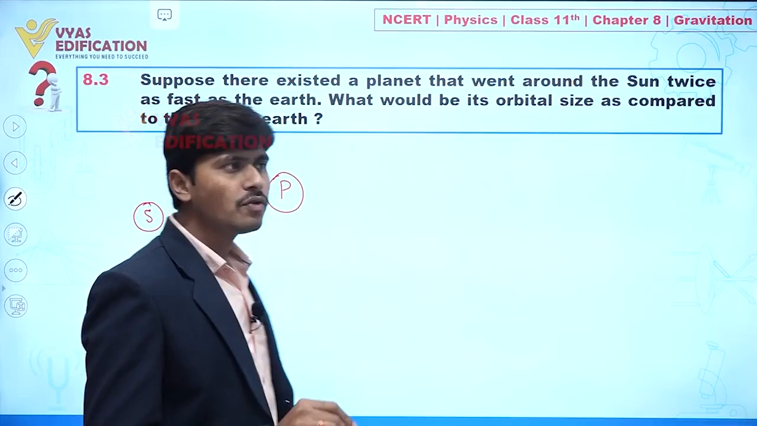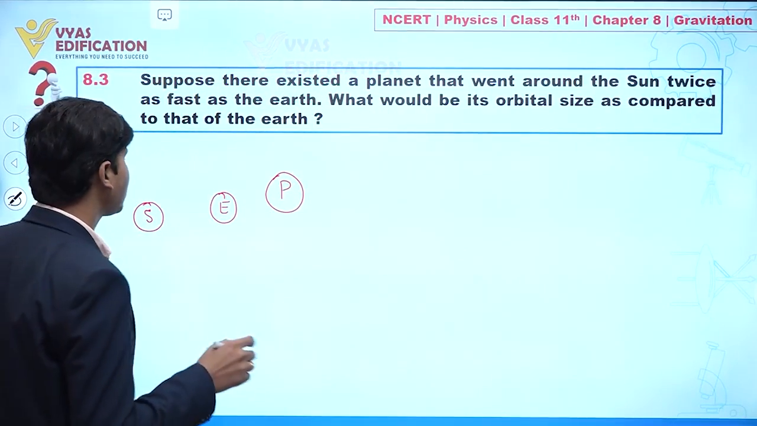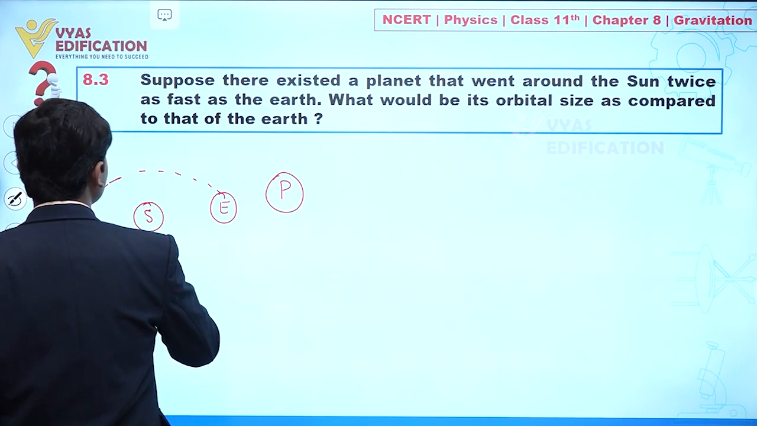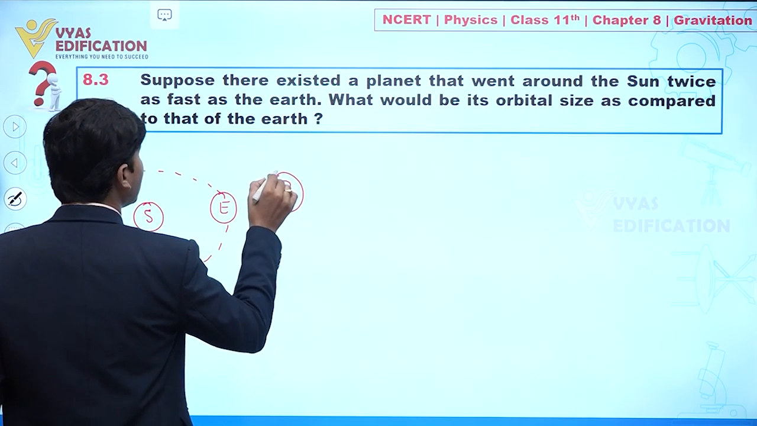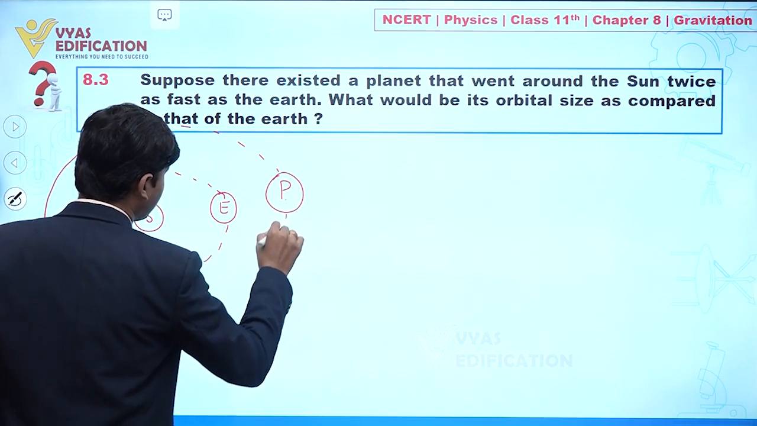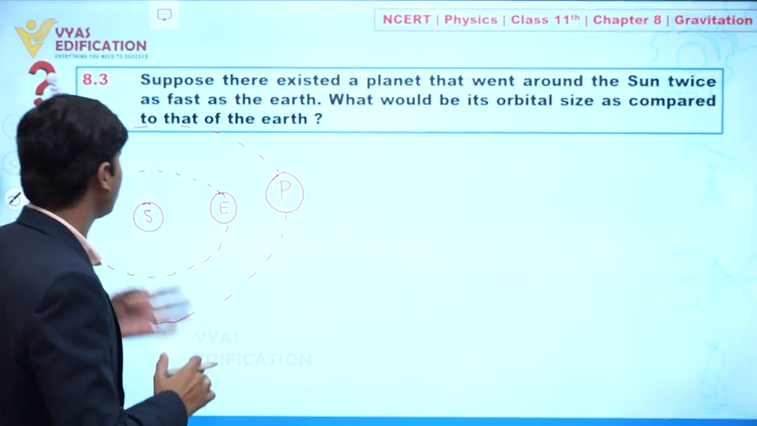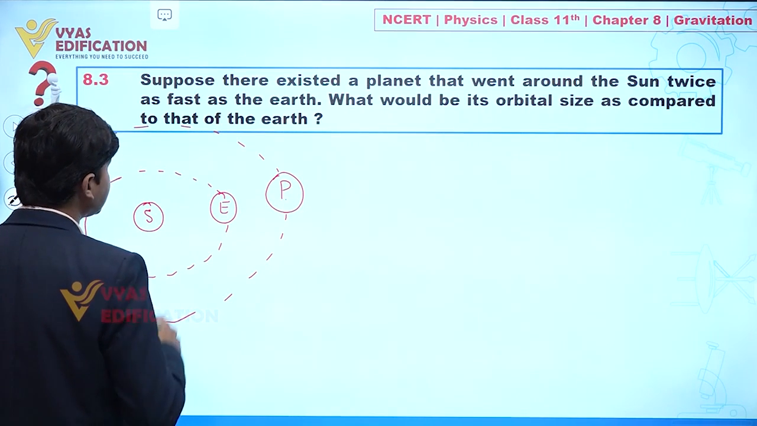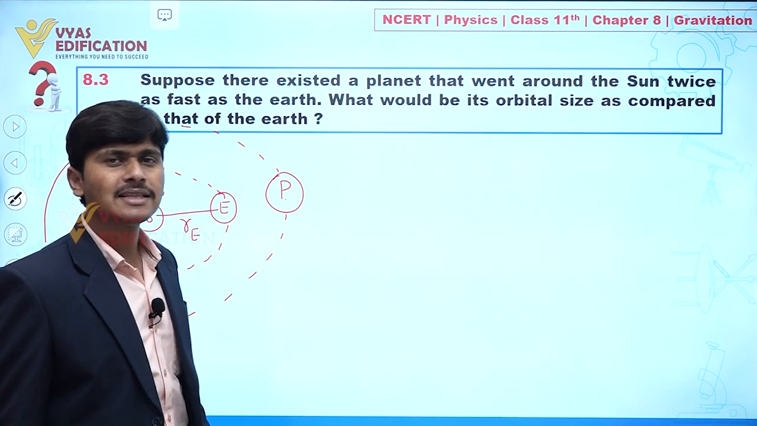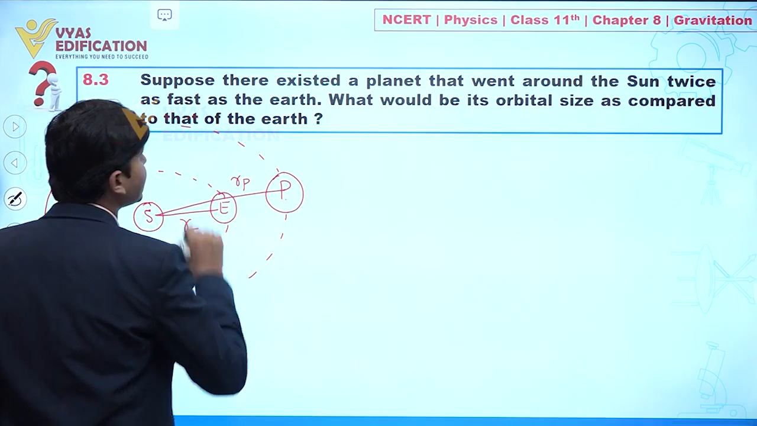Now you know very well the earth is revolving around this sun in an elliptical path. So let's suppose the earth is revolving like this and this planet is revolving around the sun like this. I have drawn this diagram. Let's suppose I am taking the distance between earth and sun as RE, and the distance between the sun and the planet as RP.